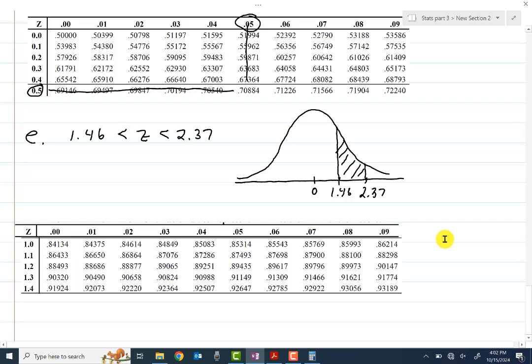Here's the relevant section of the table, 1.46. That's almost 93% of the data in there, 0.92785. And then this little piece, in the table you can look up negative 2.37 and get the exact answer.